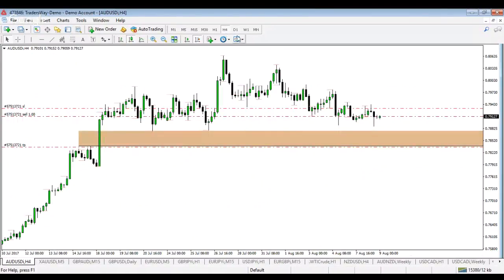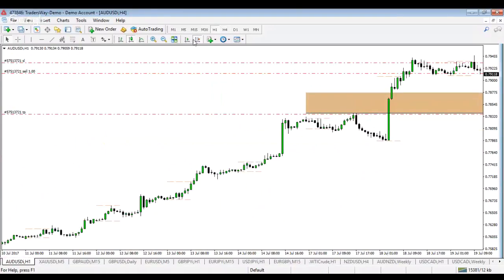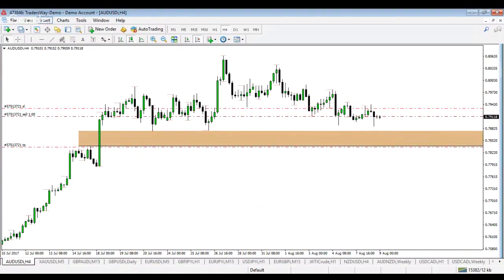But right here we have equal lows. Whenever I see equal lows, I see money. I'm a student of ICT, and this is one of his trademarks, seeking out liquidity. So we have two equal lows here, and we're resting right below it.